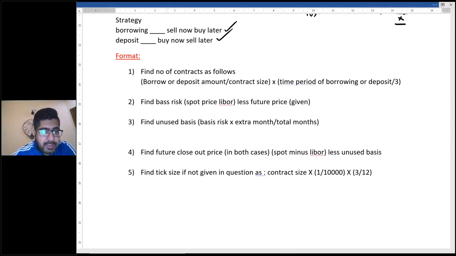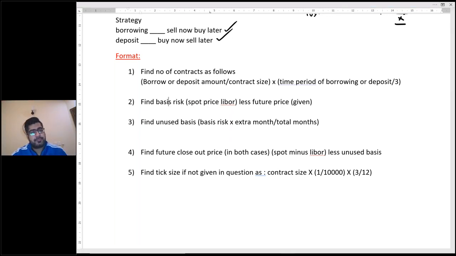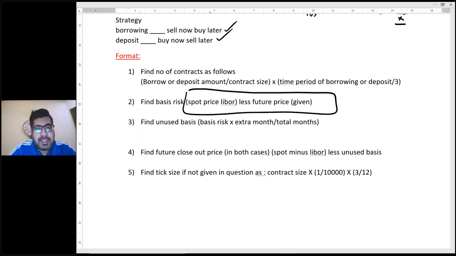Now the second step is to find basis risk. Basis risk is computed as follows: spot price minus LIBOR, less the futures price which will be given. The spot price of interest-bearing bonds is always 100. So spot plus LIBOR, less the futures price that will be given. Okay. Basis is basically the commission.